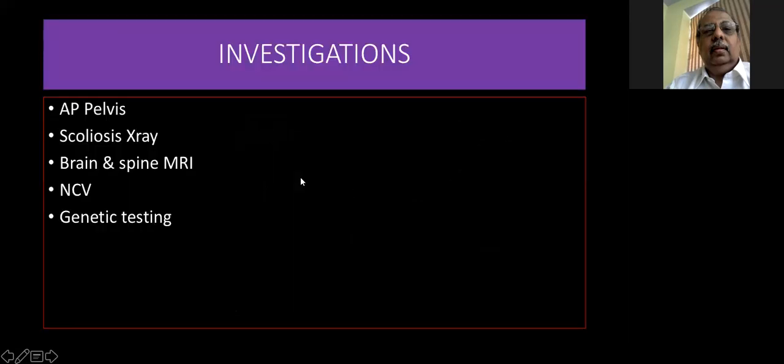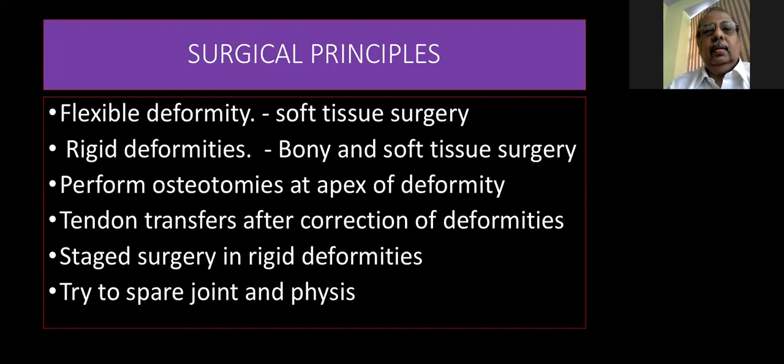Okay. So other investigations, you have to look for subluxation of the hip joint. You have to look for scoliosis. Since the brain is also involved in some cases, you have to do a brain and spine MRI, nerve conduction velocity to find out whether there is any peripheral neuropathy, and genetic testing mainly to find whether it is a type 1 or a type 2 Charcot-Marie-Tooth.